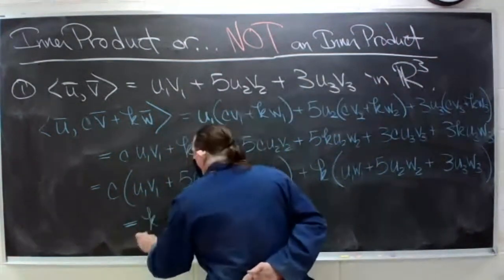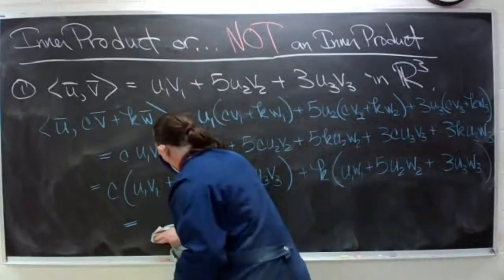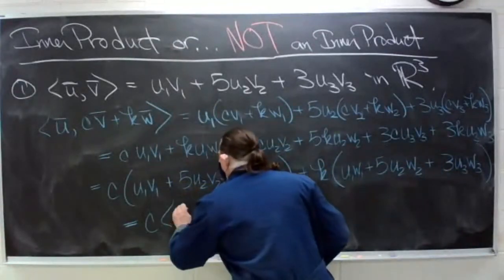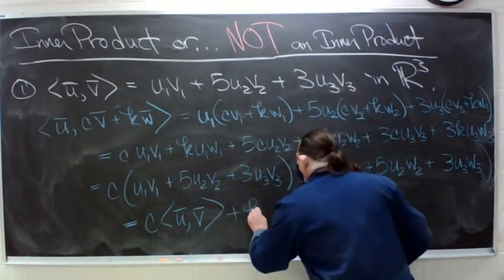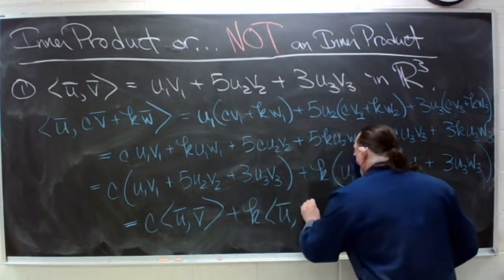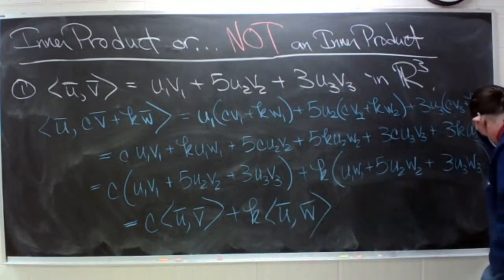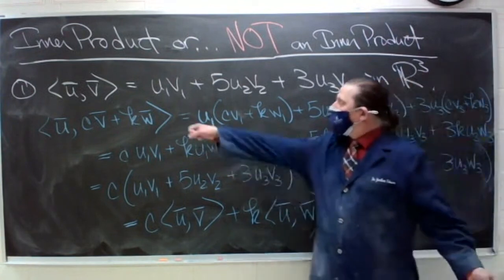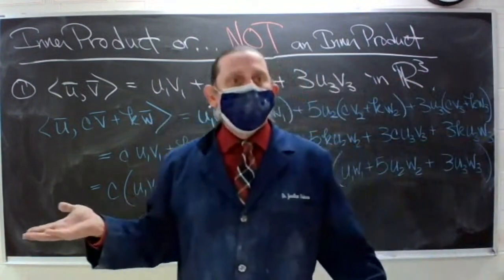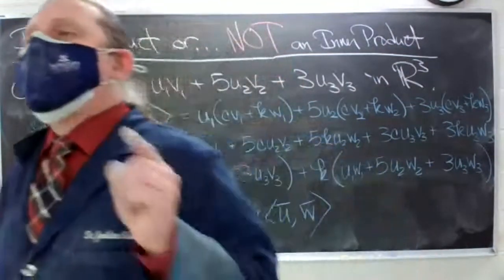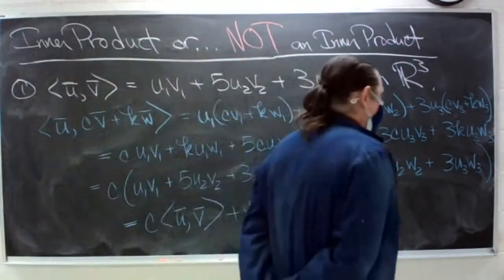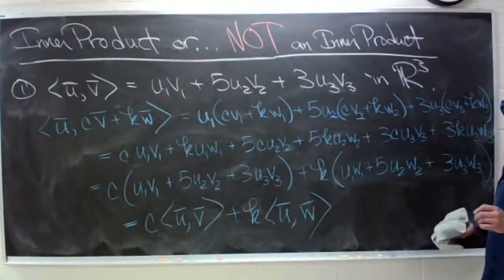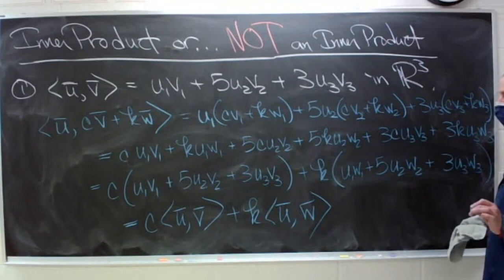And by our candidate inner product, this is going to be c times the inner product of u with v plus k times the inner product of u with w. And that's what we wanted. So that indicates that this candidate inner product is indeed linear, validating property 1.